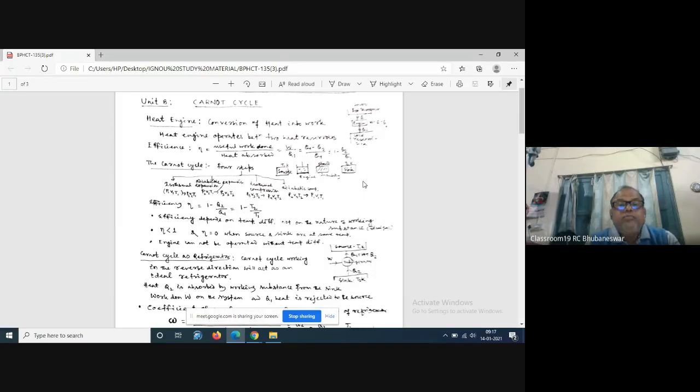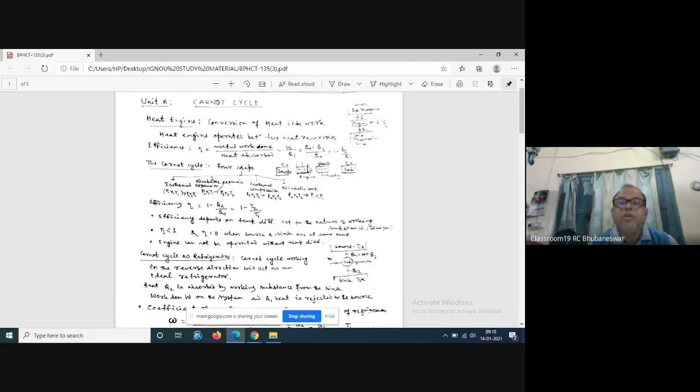The Carnot cycle operates with 4 steps. The different components of the Carnot cycle are the source, which is at a higher temperature, T1 Kelvin say, a sink, a body at low temperature, T2 Kelvin, then the engine. You see this is the barrel and this is the piston.